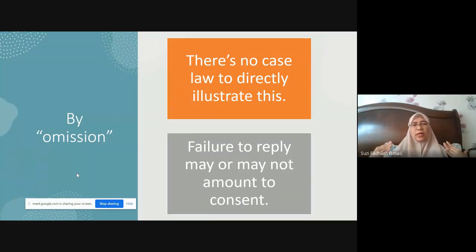Actually, we don't have any case law which directly discusses this. But here it's not totally impossible. It might be possible. That's why failure to reply may or may not amount to consent, because there's no direct case on this, so it's not a real issue. And I think it's very unlikely for you to accept by way of omission. Usually it has to be something that you perform positively rather than something you prevent yourself from doing. How do we know it amounts to acceptance? So there could be some issues to prove this.